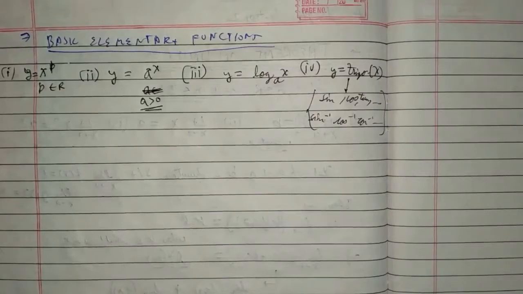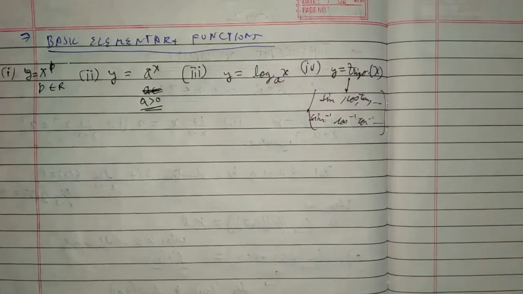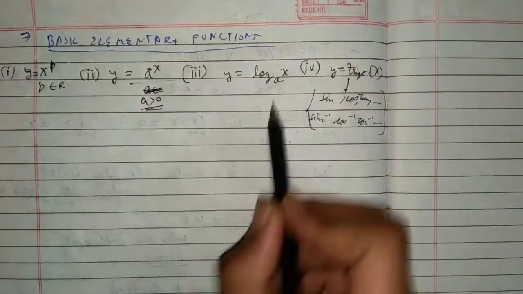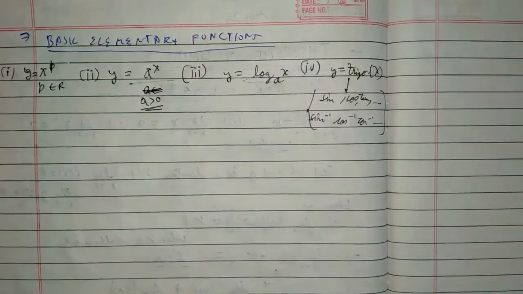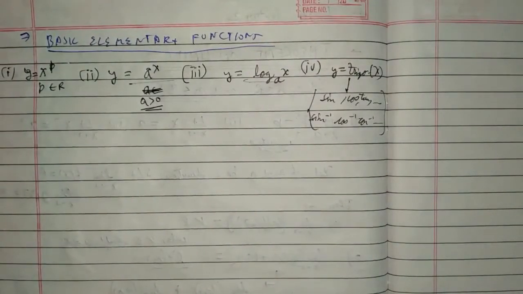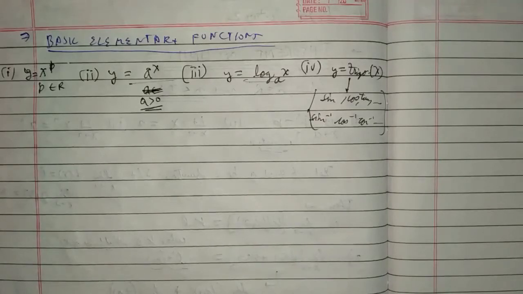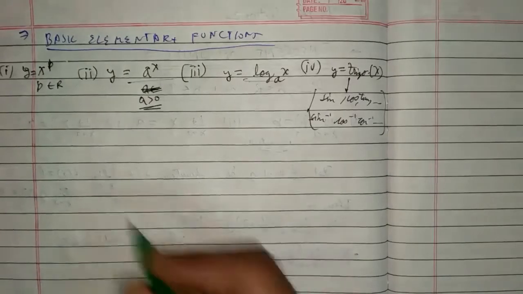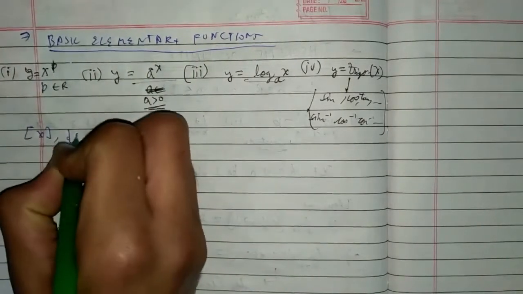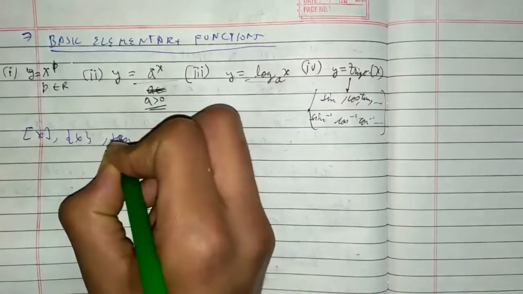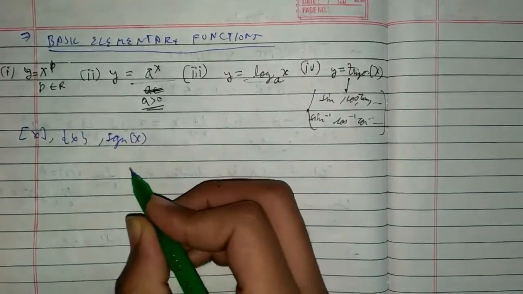An elementary function is one which may be represented by a single formula, y is equal to f(x), like here, everyone is represented by a single formula. Where f(x) is made up of basic elementary functions and constants by means of a finite number of operations of addition, subtraction, multiplication, division, or any other composition of them. And please note that piecewise defined functions are non-elementary. For example, greatest integer of x, fractional part of x, and signum x are non-elementary functions.